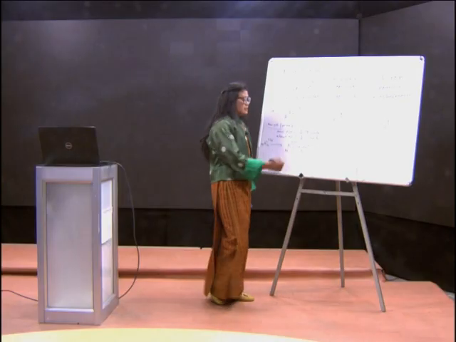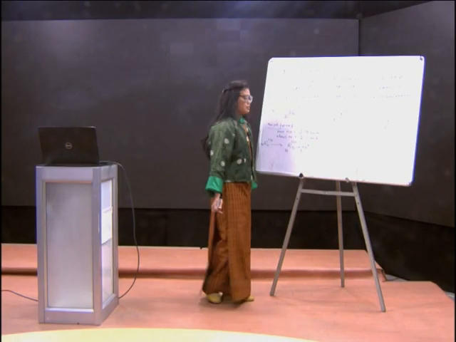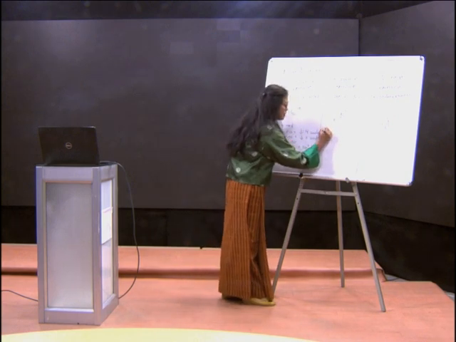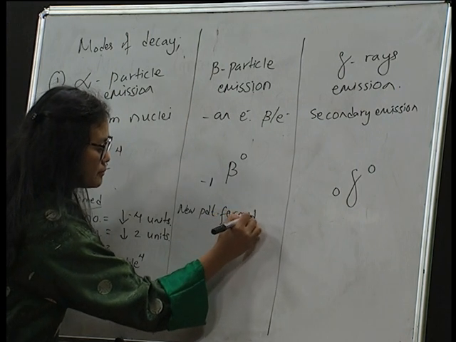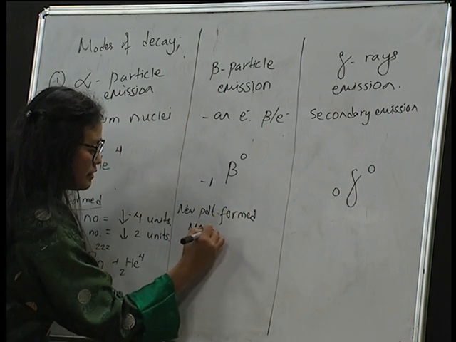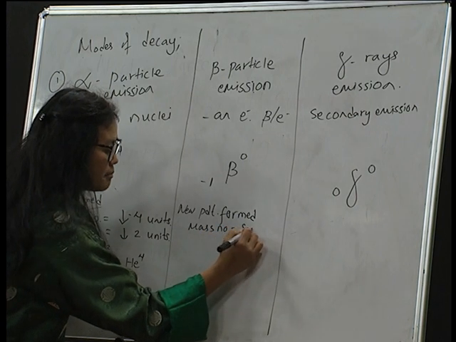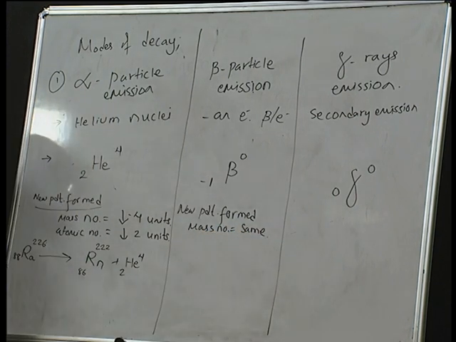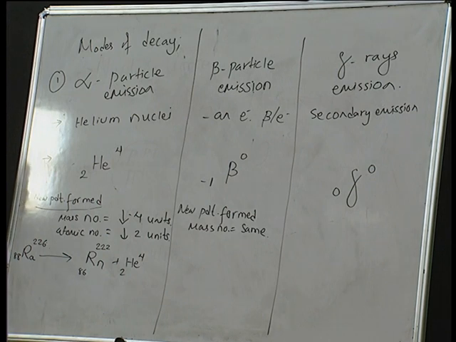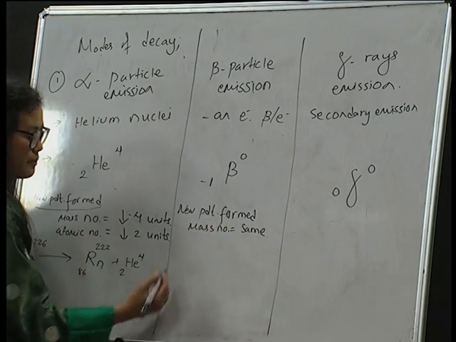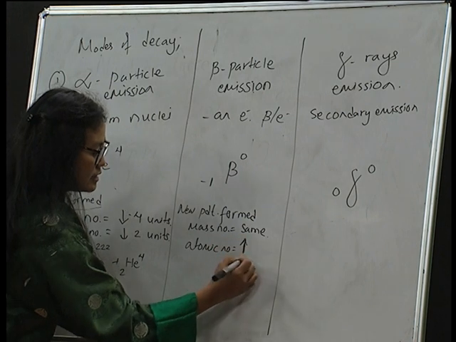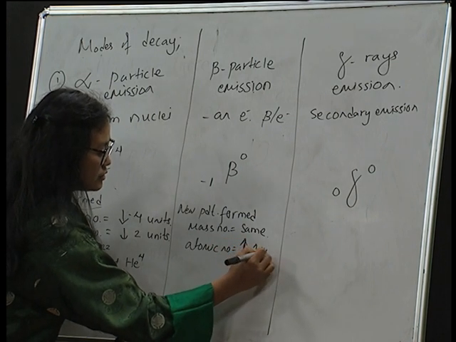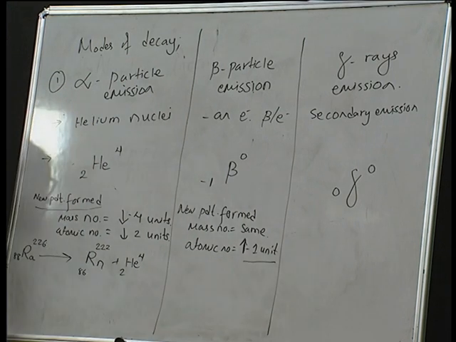Now, we will see the example under beta particle emission. Here, new product formed will have same mass number as that of radioactive substance. So, there would not be any change in mass number. That is why I have written it as same. Now, when it comes to atomic number, it will increase by 1 unit.